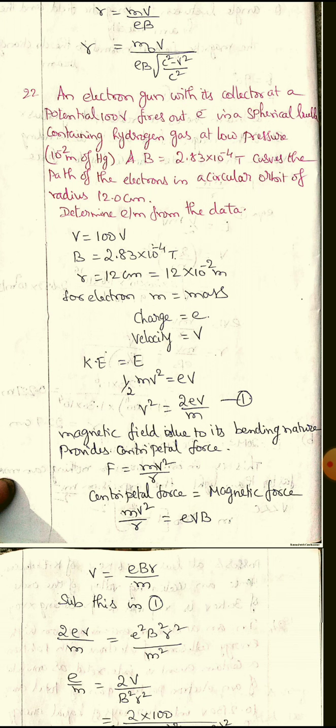Substitute this in equation 1. So 2eV divided by m is equal to e squared B squared r squared divided by m squared, because here we have v squared, so all these things will be squared. So e by m is equal to 2V divided by B squared r squared. Substitute the values and you will get the answer as 1.73 into 10 to the power of 11 coulomb per kilogram.